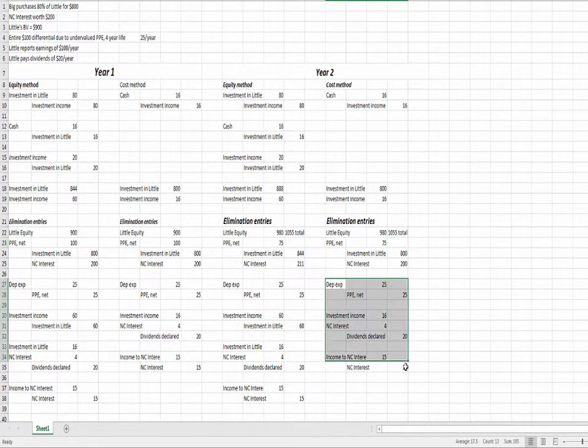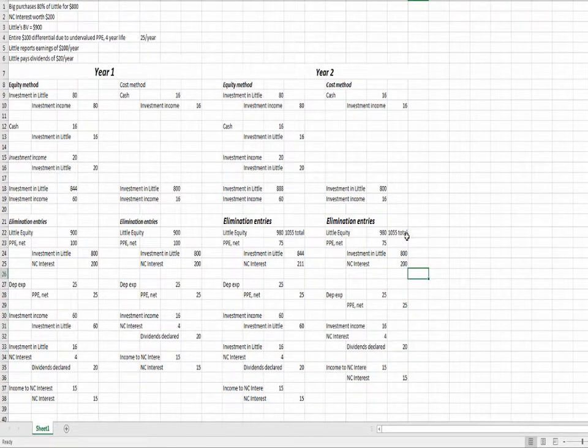Now, ideally, let me make a little bit of room here. Ideally, we would take that $1,055 and split it 80-20 between the investment in Little and the non-controlling interest. Now, however, the investment in Little is stuck at $800. That means that while we'd like to allocate $844 total to Big, let's think of that as the total allocation to Big, $800 of that is their investment balance. The other $44 is going to be an adjustment to Big's retained earnings, and the non-controlling interest, 211 again.